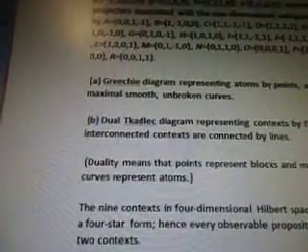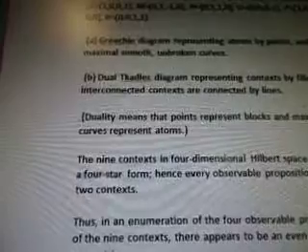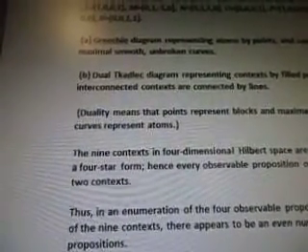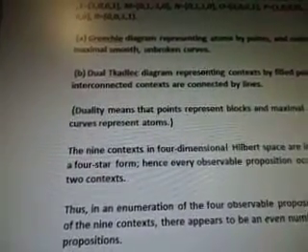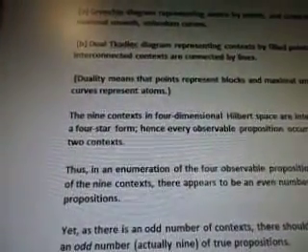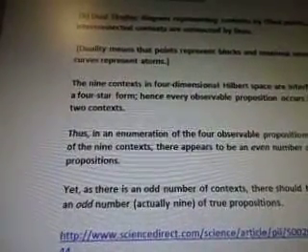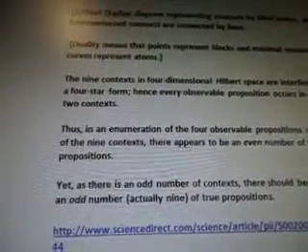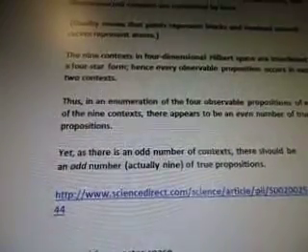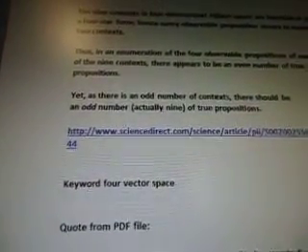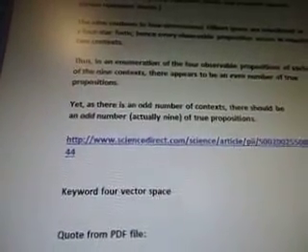Representing atoms by points in context by maximal smooth unbroken curves. Dual Tactilic diagram representing context by filled points and interconnected contexts are connected by lines. Duality means that points represent blocks and maximal smooth curves represent atoms. The 9 contexts in 4-dimensional Hilbert space are interlinked in a 4-star form, hence every observable proposition occurs in exactly 2 contexts. Thus, in an enumeration of the 4 observable propositions of each of the line contexts, there appears to be an even number of true propositions, yet as there is an odd number of contexts, there should be an odd number, actually 9 of the true propositions.